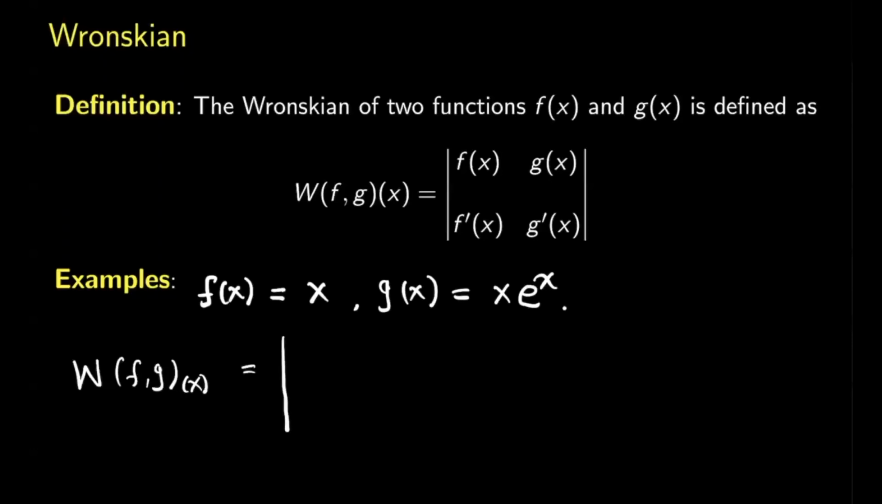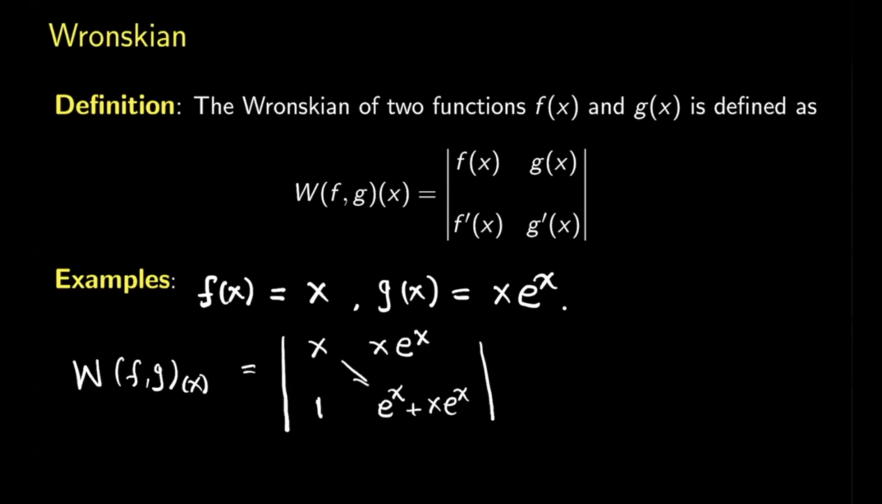In the first row I will put the functions. It doesn't really matter which order I put, but if I put the first function in the first place, then in the second row, first place, it will be its derivative, which is 1. The derivative of the second function will need the product rule, so it's going to be e to the power x plus x e to the power x.